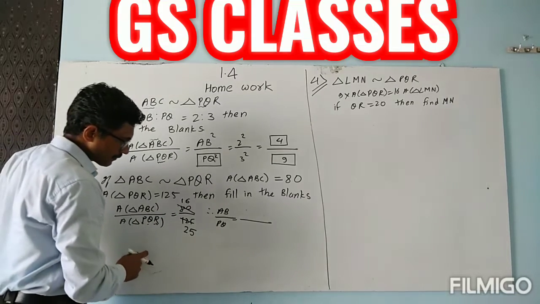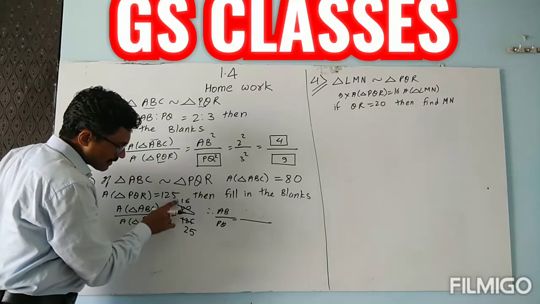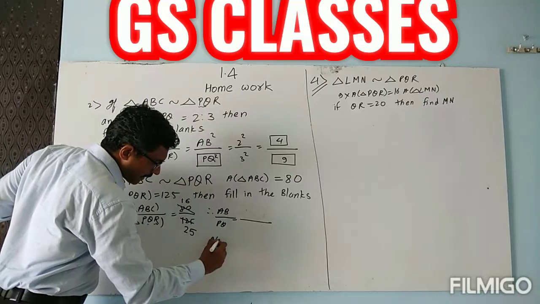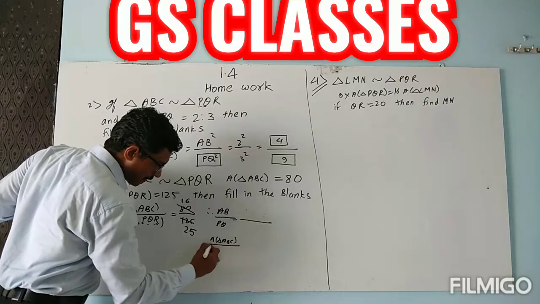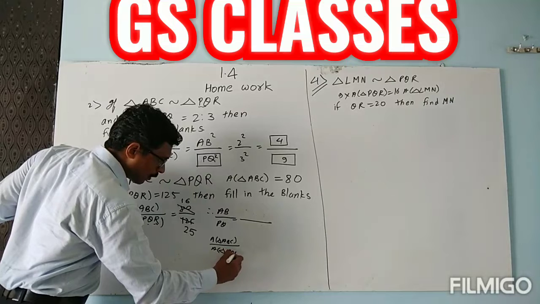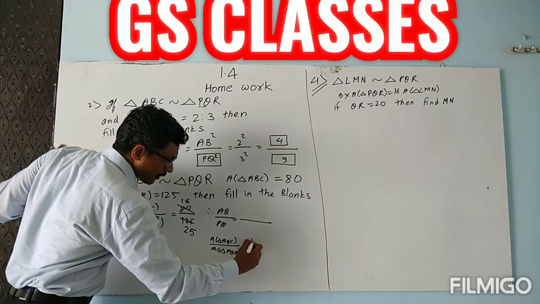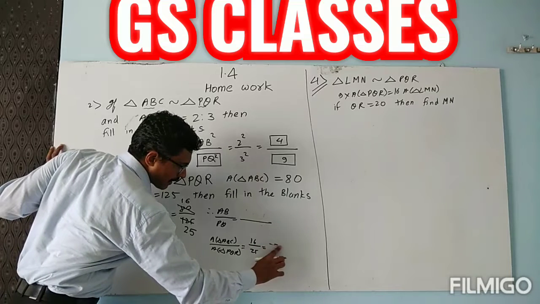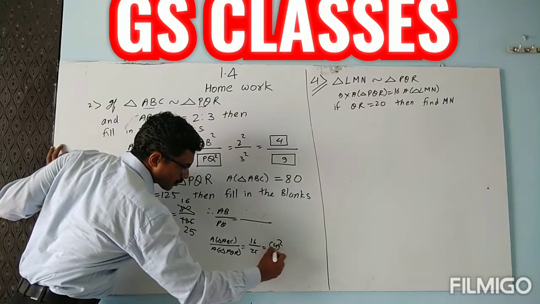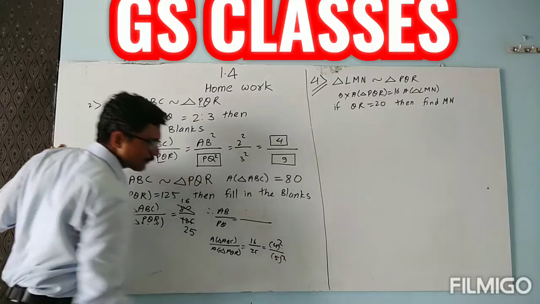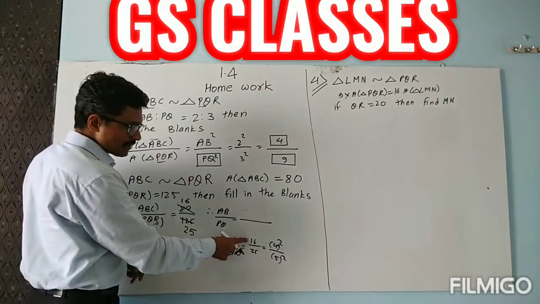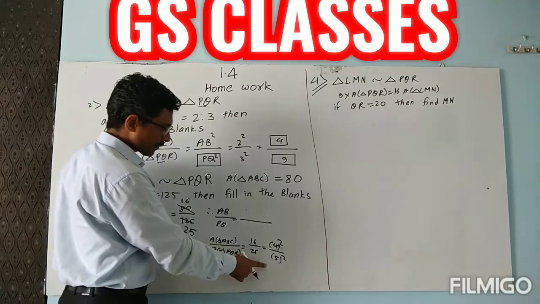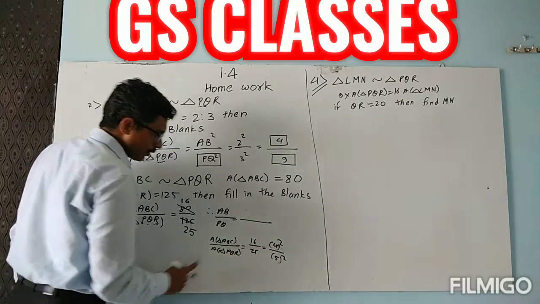Now children, this 16 and 25, I can now write as area of triangle ABC upon area of triangle PQR. Their values what I got is 16 upon 25. But these answers I can write as 4 square upon 5 square. Yes, because 16 is what? 4 square. 25 is what? 5 square.